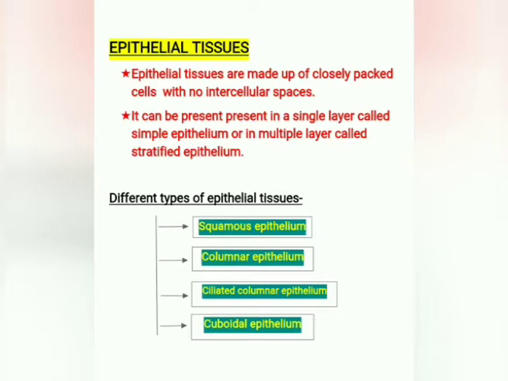The cells of epithelial tissues are tightly fit together, having no space between them. It can be present in a single layer called simple epithelium or in multiple layers called stratified epithelium. Different types of epithelial tissues are squamous epithelium, columnar epithelium, ciliated columnar epithelium, and cuboidal epithelium.